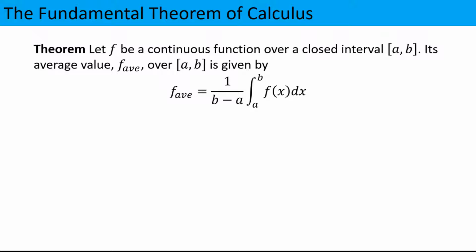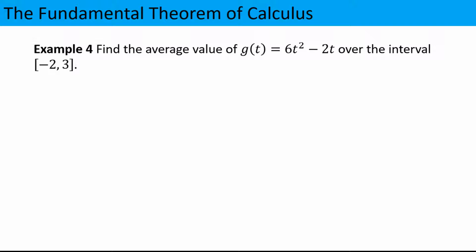Theorem. Let f be a continuous function over a closed interval, a to b. Its average value, usually denoted f subscript ave, over the closed interval a to b is given by f subscript ave equals 1 divided by the quantity b minus a times the integral from a to b of f of x dx. Let's practice using the average value theorem.